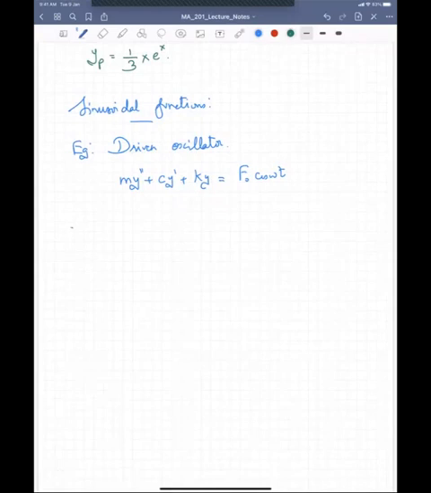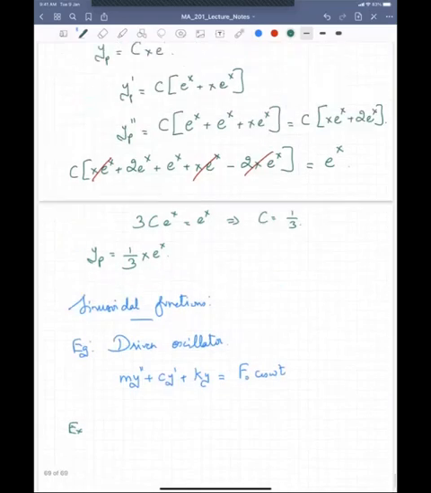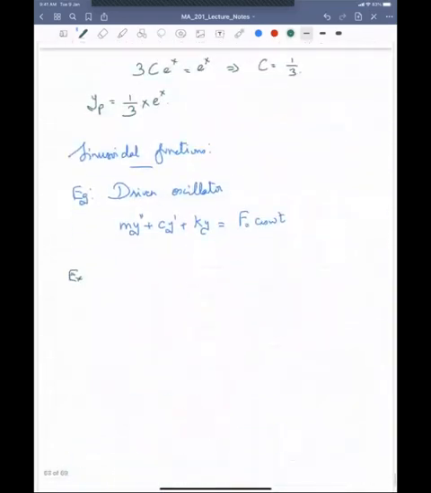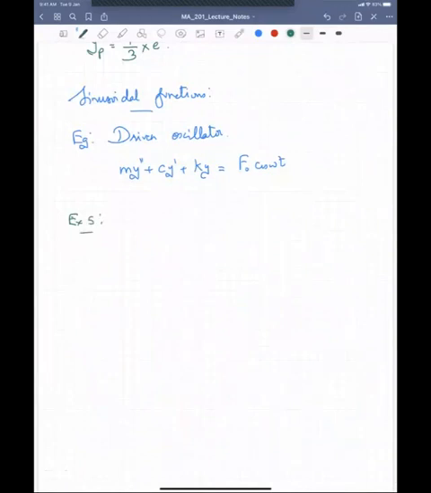What is this example number? We are done with 4, right? So let us do 5. y double prime plus y prime minus 2y is 4 sine 2x. I'll be very brief here.